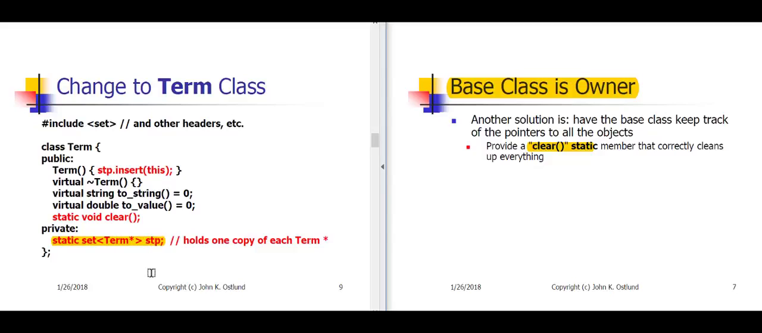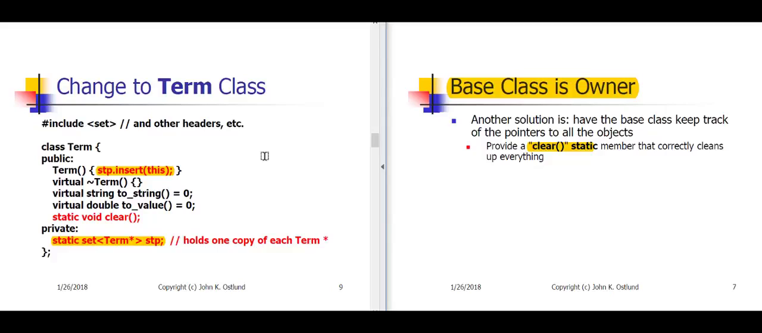STP is a set of term pointers. All right, notice that we're using the set container class here. We're setting STP up as a static data member so that it will exist for the term class as a whole, even if no term objects currently exist. We're modifying the constructor for the term class so that each time a term is created, the pointer to the current term is inserted into our set of term pointers.